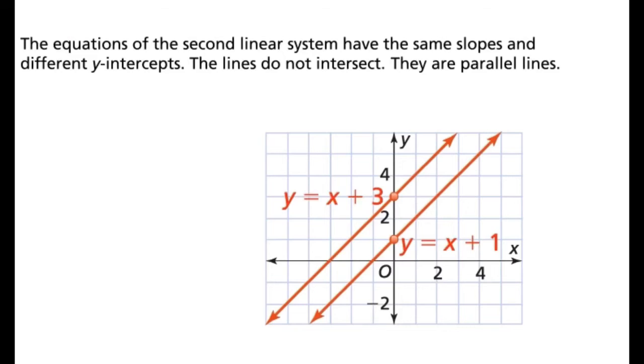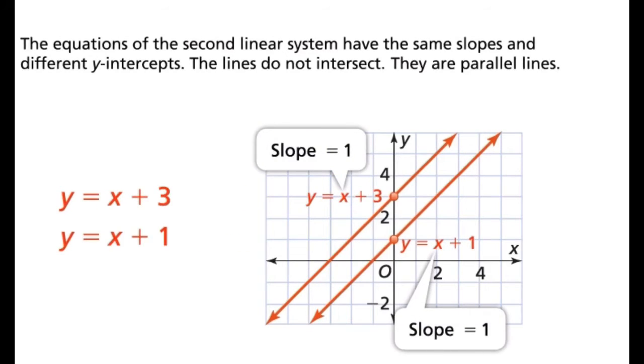The equations of the second linear system have the same slopes and different y-intercepts. The lines do not intersect and never will. They are parallel lines, so this system has no solution.